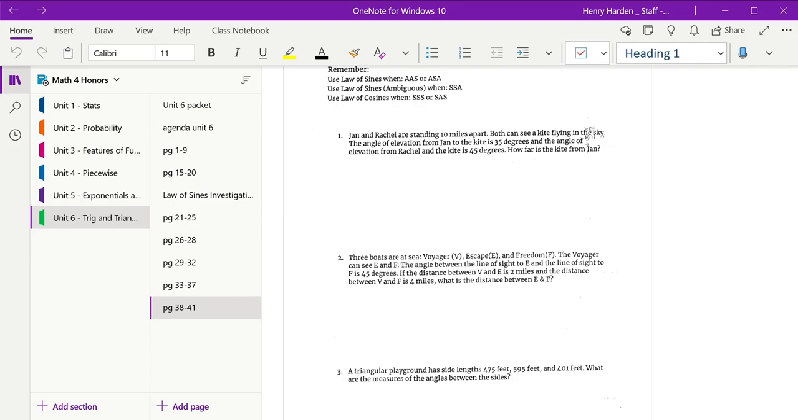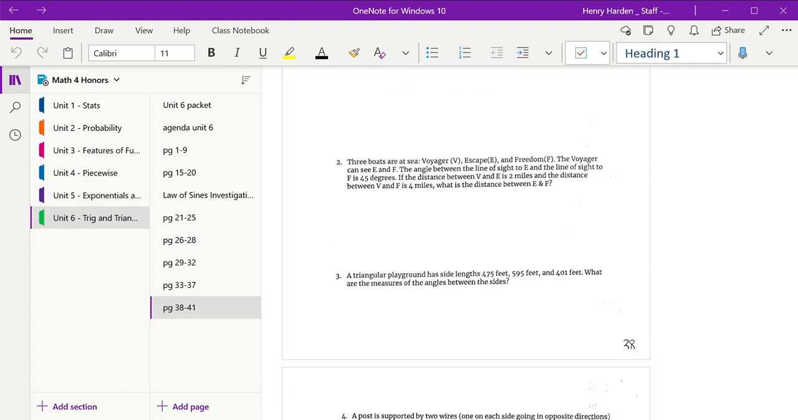All right, y'all. So here's what we're gonna do. For today, you all are gonna be working on these applications for law of sines and law of cosines.